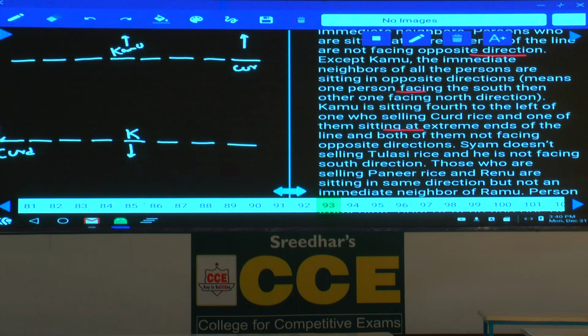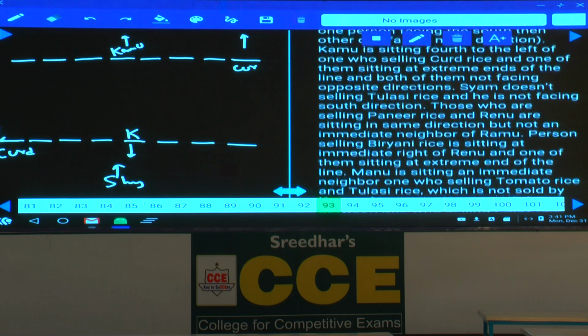What is the next information here? Kamu is seated fourth to the left of the one, and both of them are not facing the opposite direction. Shyam does not sell tulsi rice and is not facing south direction. Now, which direction is Shyam facing? Shyam is facing towards north, and this person is not selling tulsi rice and is not facing south.